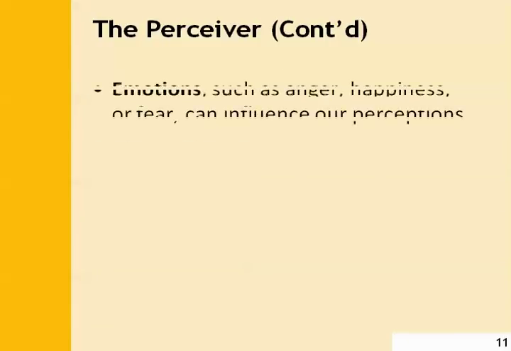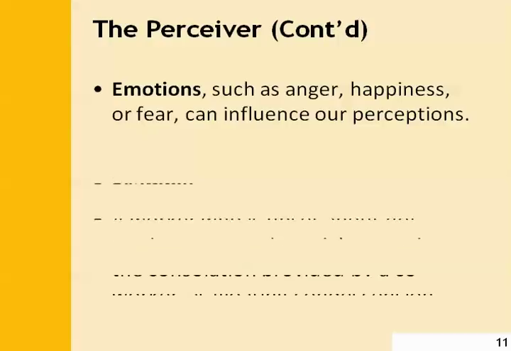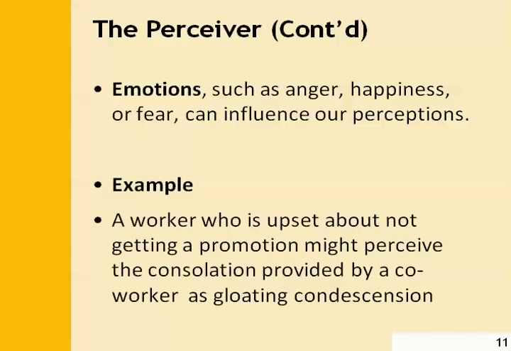The third thing that is related to the perceiver is his or her emotions. Emotions such as anger, happiness, or fear can influence our perceptions. For example, a worker who is upset about not getting a promotion might perceive the consolation provided by a co-worker as gloating condescension.